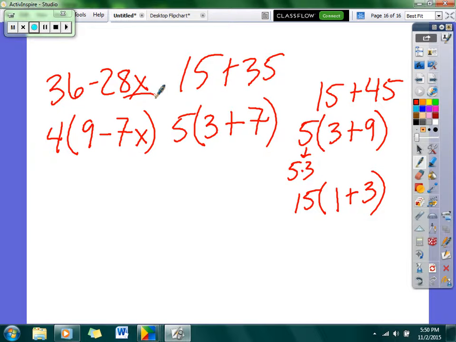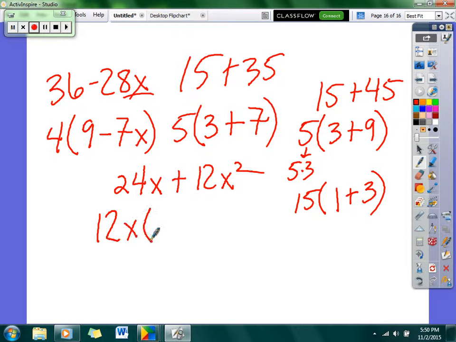Let's do a really hard one, all right? Let's do 24x plus 12x squared. So I see that in both, they have a greatest common factor of 12, so I'm going to bring that out. But what I also notice is they both have an x, so I'm going to put an x here. 2 times 12x is going to be 24x plus x times 12x is going to be 12x squared. Okay, so that's a really tough one.